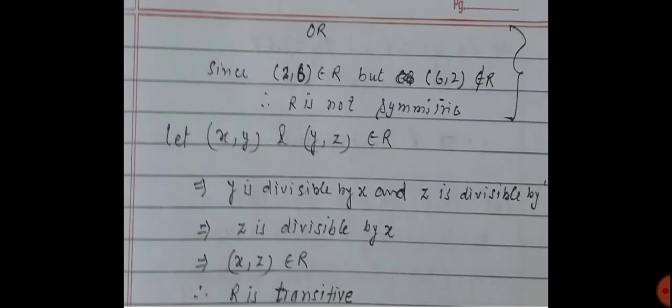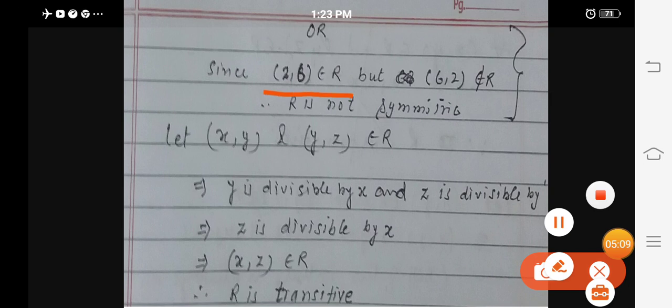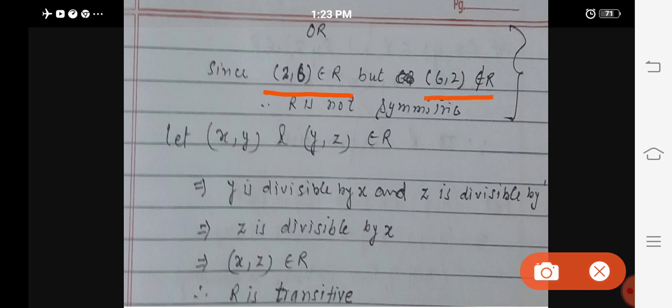Same thing we can also prove with the help of an example. (2, 6) belongs to R because 6 is divisible by 2, but (6, 2) does not belong to R because 2 is not divisible by 6. So we can say that R is not symmetric. Okay, so in this way also we can prove whether the relation is symmetric or not. Now come to the next part of the question.